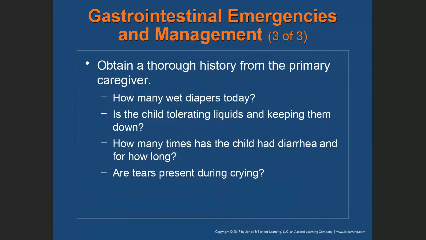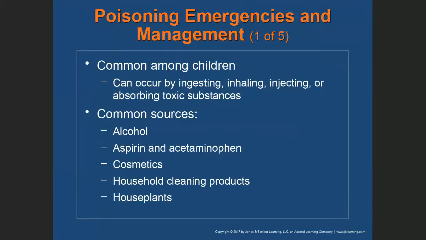Obtain a thorough history from the primary caregiver. How many wet diapers today? Very important. Is the child tolerating liquids and keeping them down? Extremely important. How many times has the child had diarrhea and for how long? Are tears present during crying? Very important questions. Now let's look at poisoning emergencies and management.